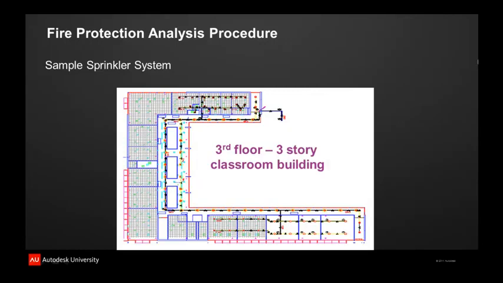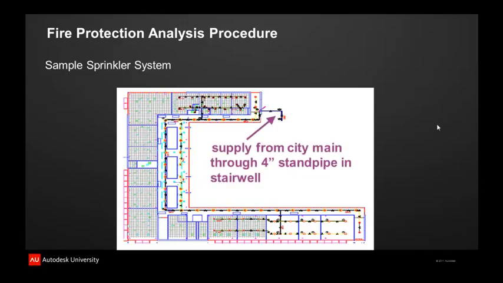Okay, so let's take all that we've learned and apply it to a very specific sample sprinkler system. So we're going to run through that analysis procedure on this example. The building we're looking at is a 3-story classroom building. You may even recognize it as one of the tutorial samples in the Revit MEP program. We're going to describe a sprinkler system that has a standpipe that takes water from the city supply and feeds it through a standpipe in the corner stairwell.